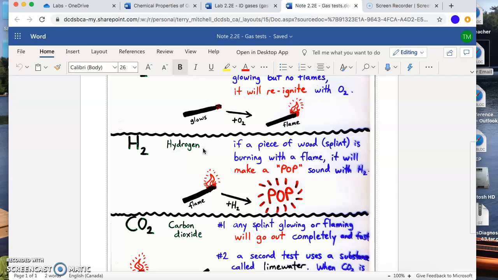So that is the gas test lab using a burning splint. Tomorrow I will assign the gas test lab for you to work on.